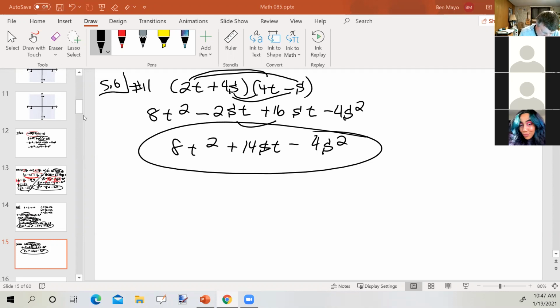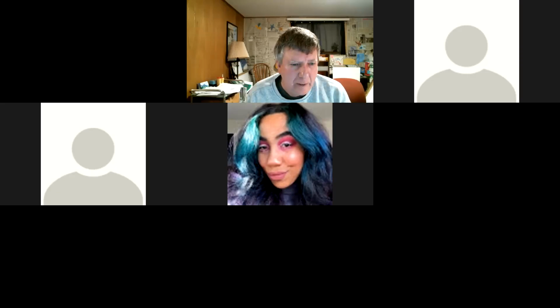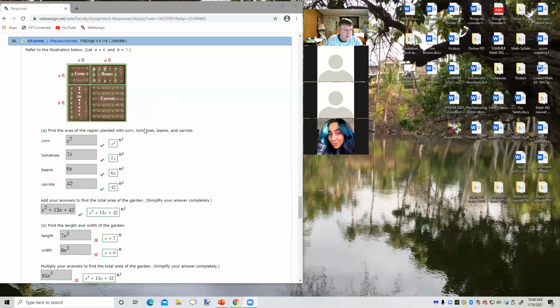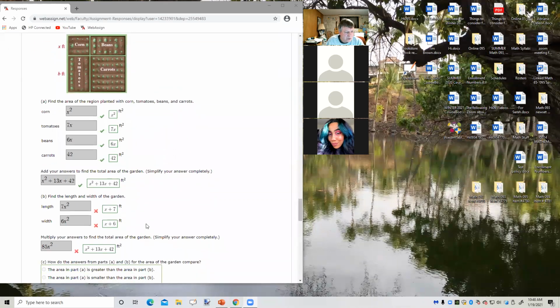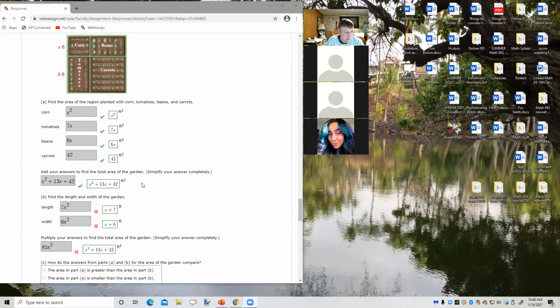Next, we're going to look at number 25, and I'm going to refer to WebAssign on that. So we'll go back here, and we have problem number 25, and it looks like the things that we need to do are just the bottom part B. It says find the length and width of the garden. Okay, now let's see what we've got here.